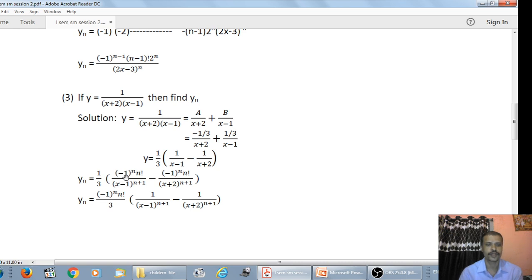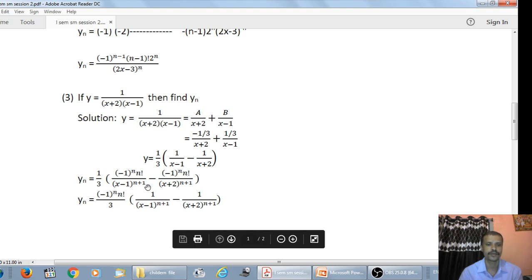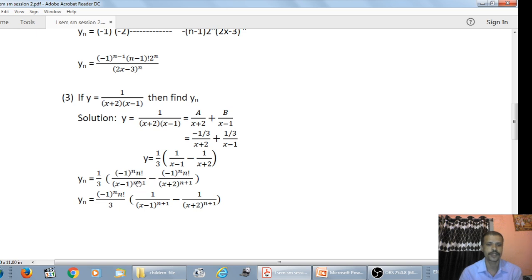The yn value is minus 1 to the power of n factorial n. These two terms are common. Minus 1 to the power of n factorial n into a to the power of n. Here a is the coefficient of x. x is 1 is there, so 1 to the power of n is 1, divided by ax plus b. Here ax plus b is x minus 1. (x minus 1) to the power of n plus 1. (ax plus b) to the power of n plus 1. Here ax plus b is x minus 1.